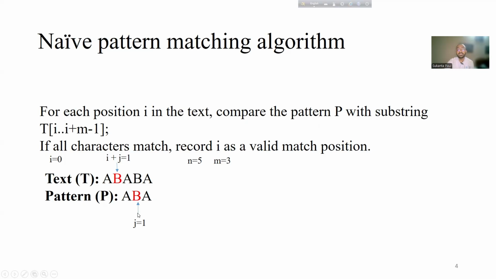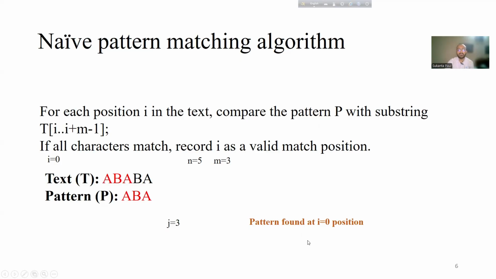Now we see that there is also a match with Ti plus J and Pj. If there is a match, J will be incremented. Yes, J is incremented again, and we see that there is also a match with Ti plus J and Pj. So the value of J again will be incremented, which is J is equal to 3. Here we see that the value of J is equal to the value of M, which means there is a pattern found. So pattern found at which position? That is I is equal to 0 position. The pattern is found at I is equal to 0 position.